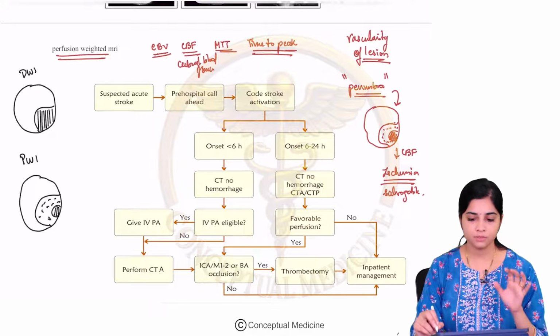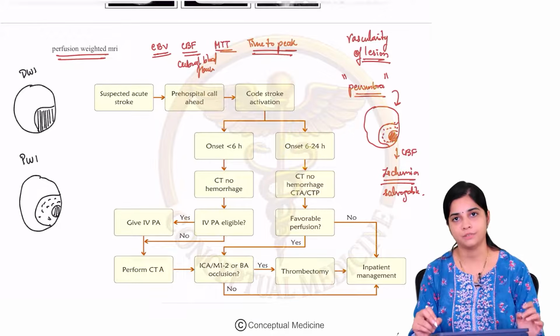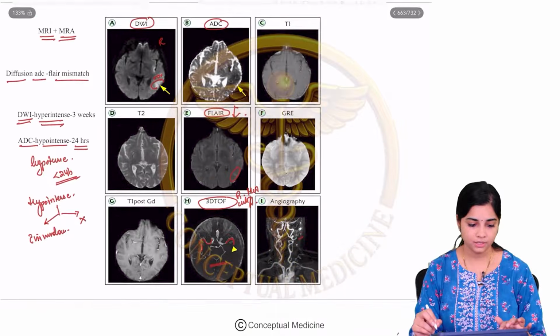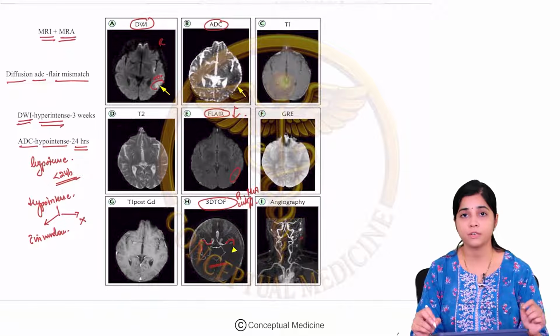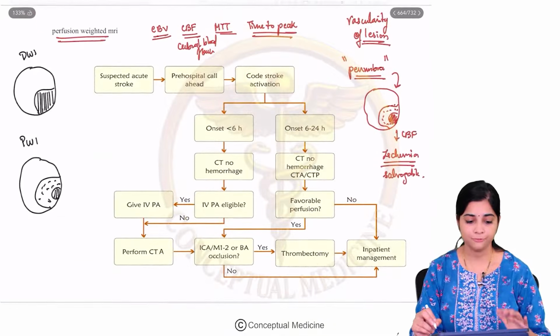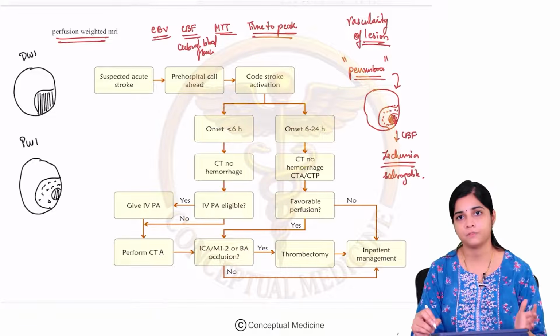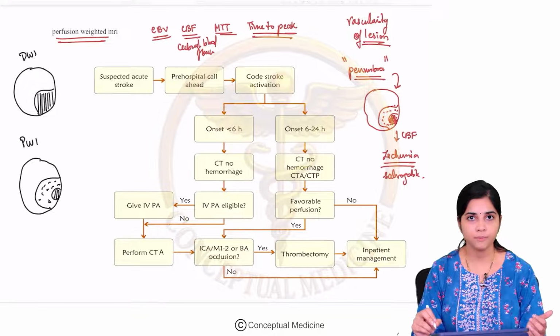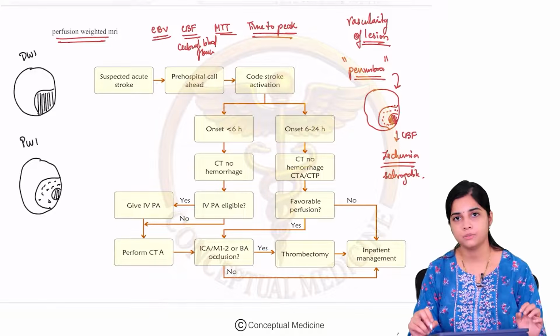Okay, fine. So this is about the various methods and usage of MRI in the diagnosis of stroke. We saw here, this is your diffusion ADC FLAIR mismatch which is used in the diagnosis of acute stroke, and here you have your diffusion-perfusion mismatch which is used to find out the penumbra and which part of it can be salvaged.